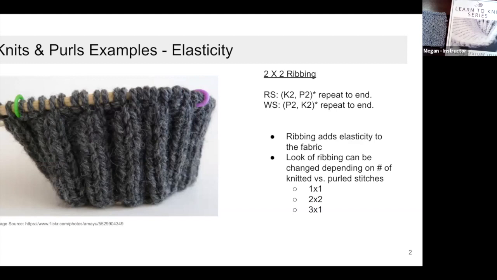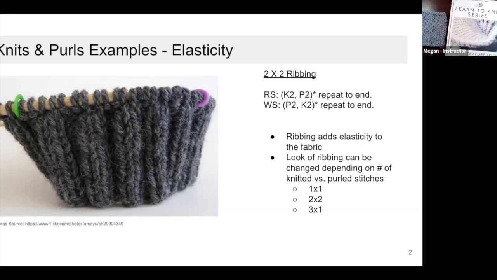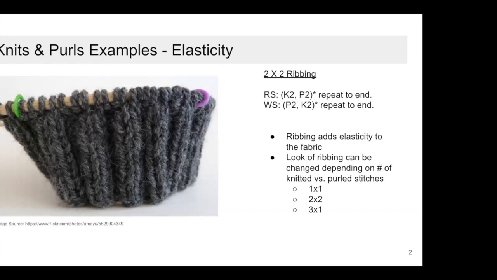So on the right side, it's knit 2, purl 2, but on the wrong side, every time you have a knit, you're going to do purls on the back side, and vice versa. Anytime you have purls, you're going to do the knits on the back side. Okay. So this is one option.